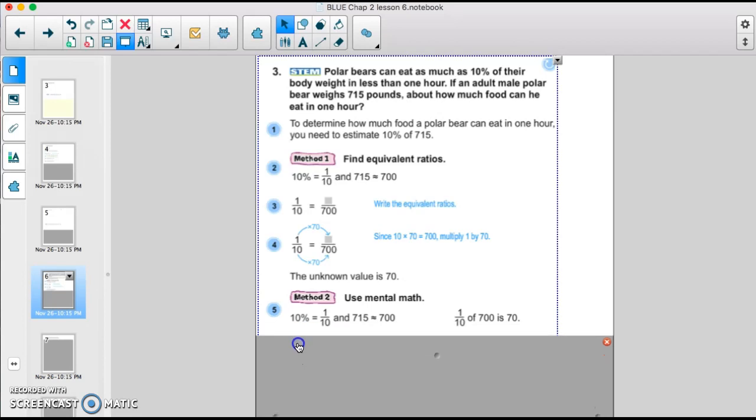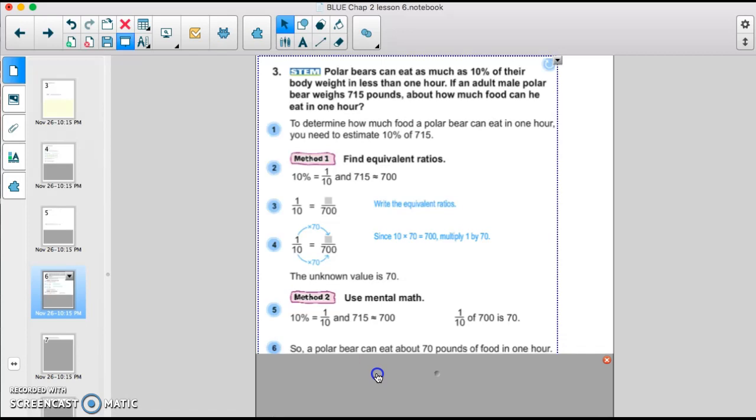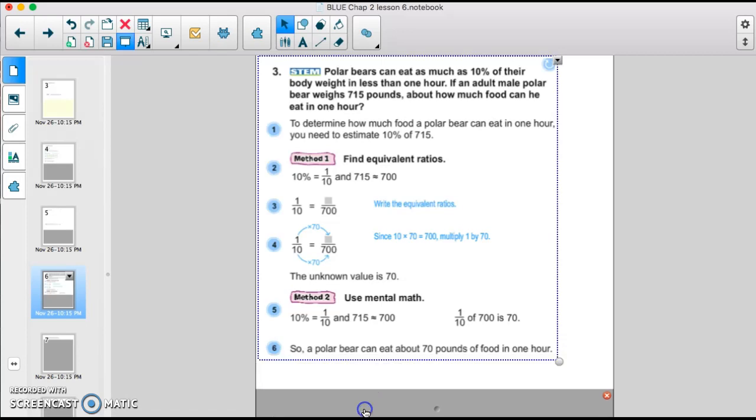Or we can think of mental math, like I said, rounding 10% or using 1/10 for 10% and rounding 715 is approximately 700. So dividing 700 by 10, we get 70. So we could say a polar bear can eat about 70 pounds of food.